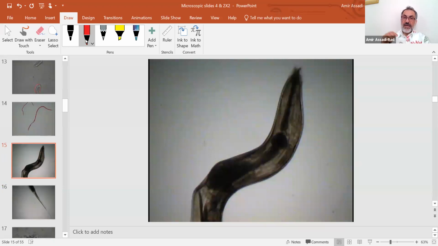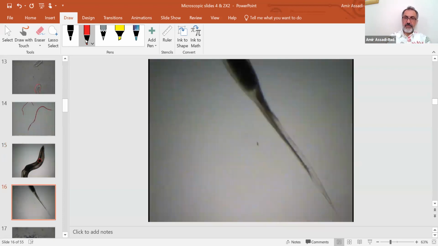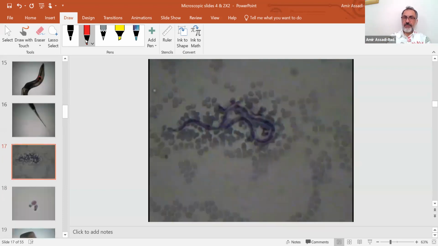Again, pinworm. This is the pharyngeal bulb right here, an indication of pinworm, and this is toward the head of the animal, toward the anterior portion of the animal. This is the pinworm toward the posterior end of the animal.